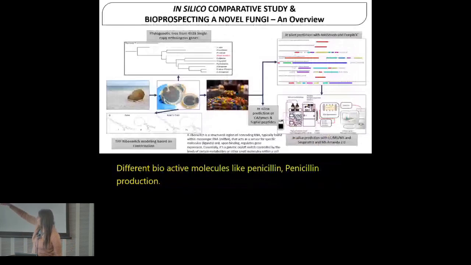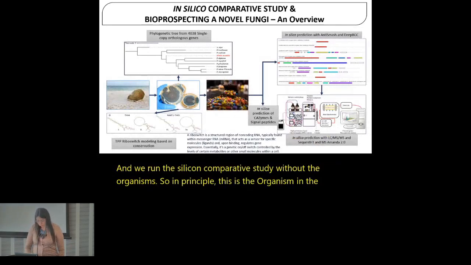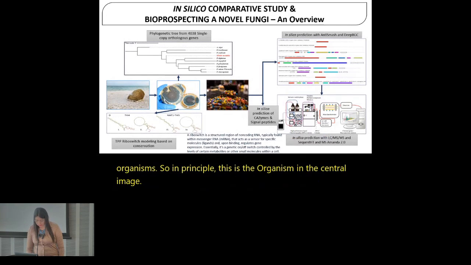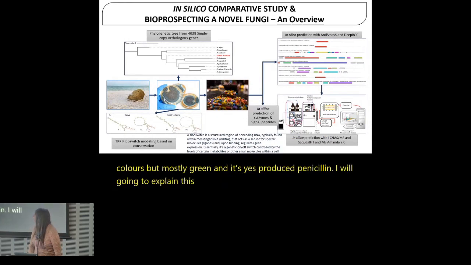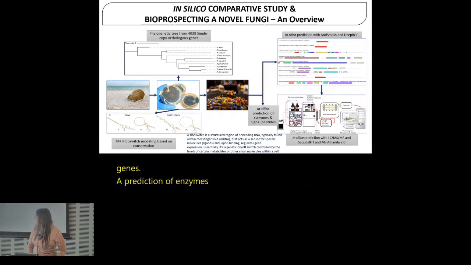So in principle, this is the organism in the central image, found here in the Dead Sea. It grows in different colors, but mostly green, and it produces penicillin. I will explain this briefly. We ran annotation of the genes, prediction of enzymes, and looked at riboswitches.